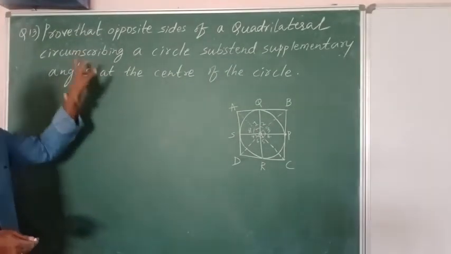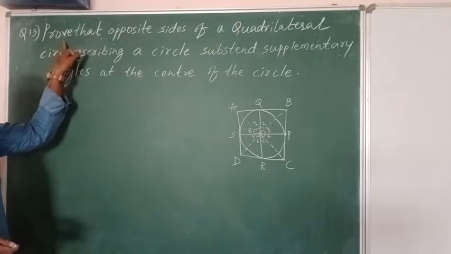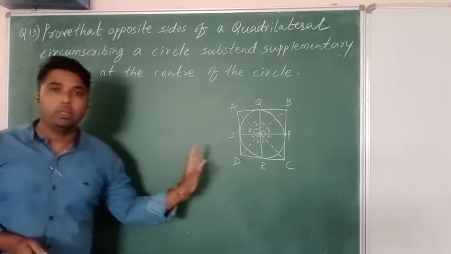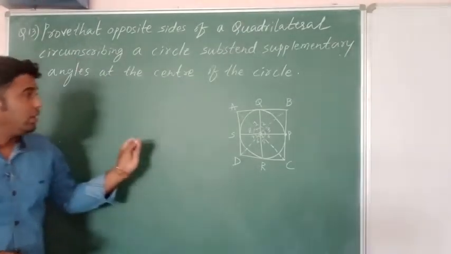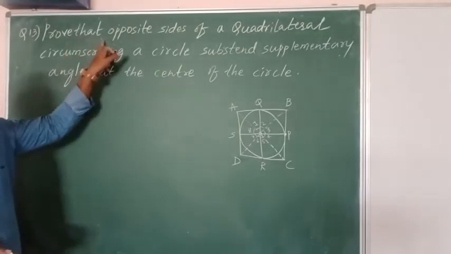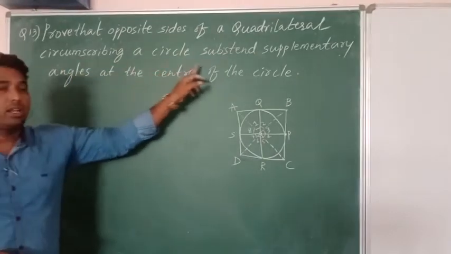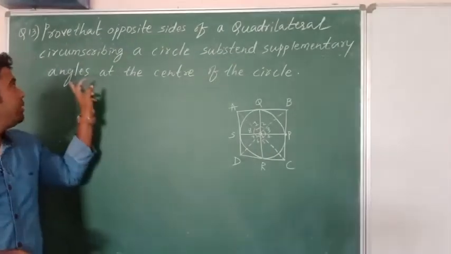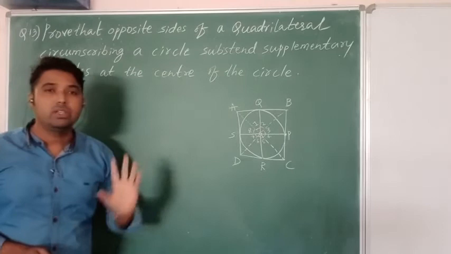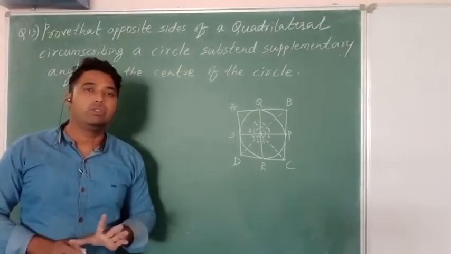Today we shall discuss question number 13, chapter circle, and this is going to be the last question of this chapter. Let's see what is the question. Prove that opposite sides of a quadrilateral circumscribing a circle subtend supplementary angles at the center of the circle. What is the meaning of this question?